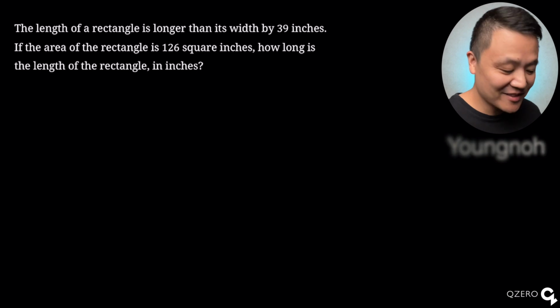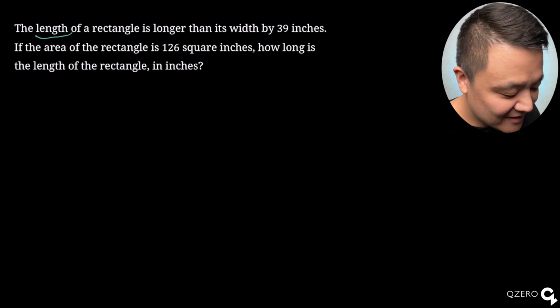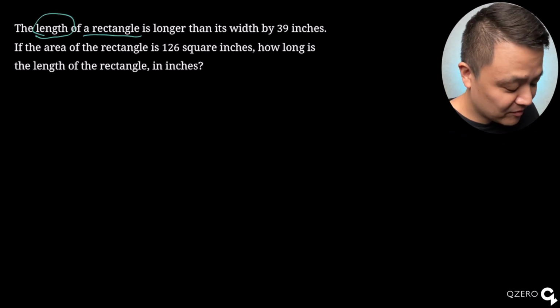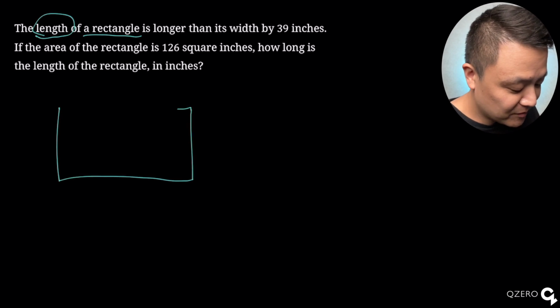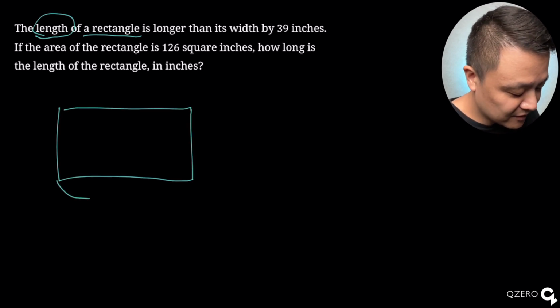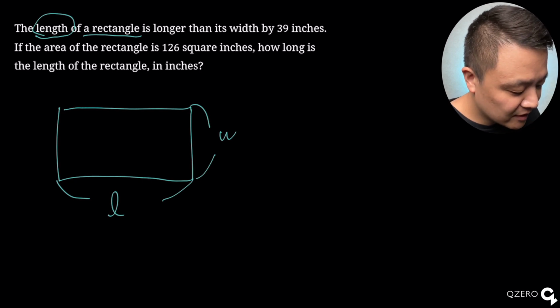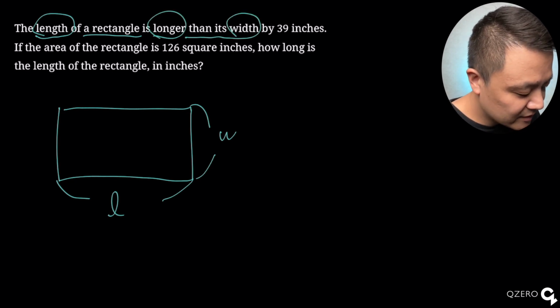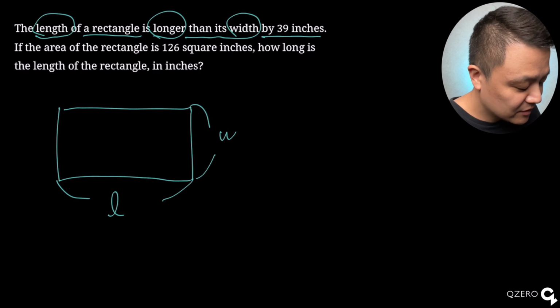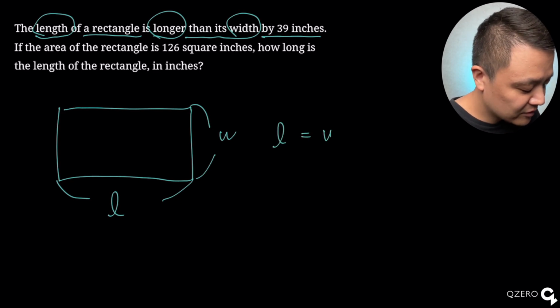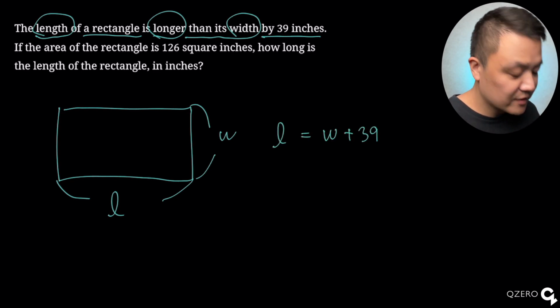Let's solve this question. The length of a rectangle, so we have a rectangle, so let me just draw an arbitrary rectangle. And this is length, and this is width. And the length of a rectangle is longer than its width by 39 inches. So that means our length has to be equal to W plus 39.